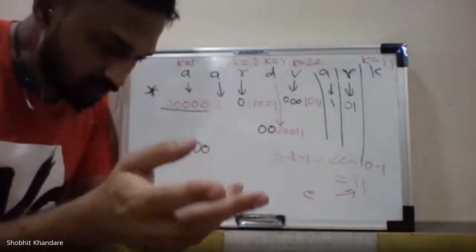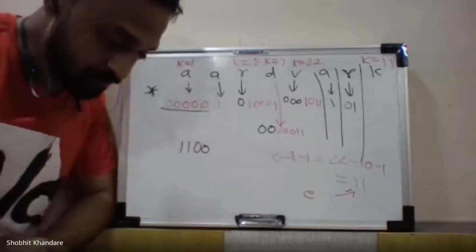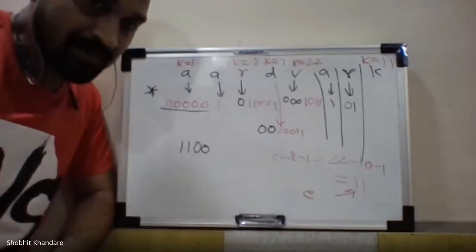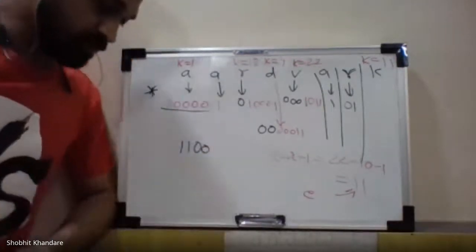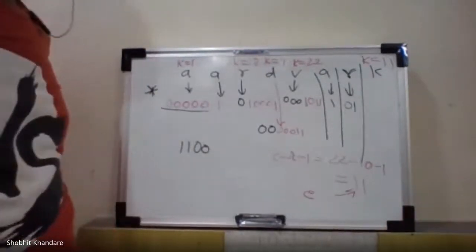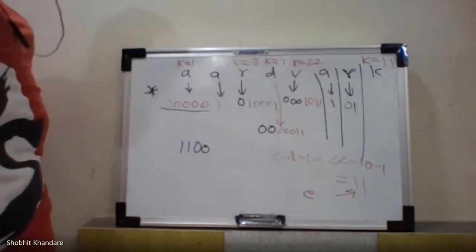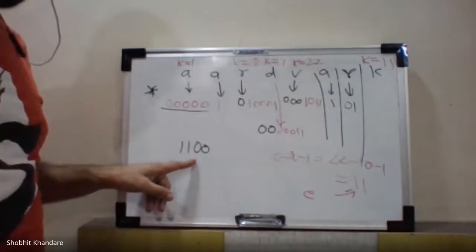After that, tell me the NYT code. After two swaps, tell me the NYT code. 1100. Am I right?